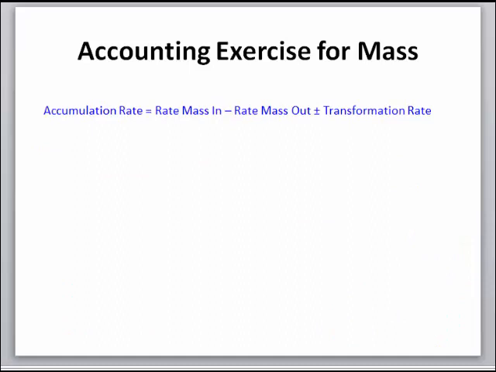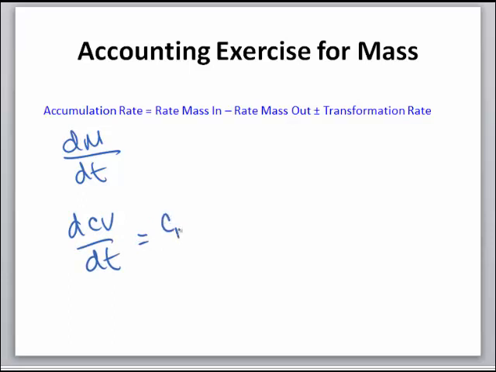So if we rewrite the expression for mass balance in these convenient terms, we'll see that the original expression, dm/dt, can be rewritten as d(CV)/dt is equal to the concentration coming in times the flow rate coming in, minus the concentration going out times the flow rate going out, plus or minus the reaction rate times the volume. And each of these have units of mass per time.